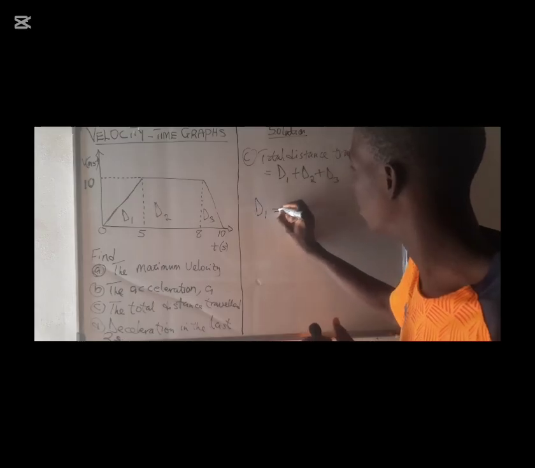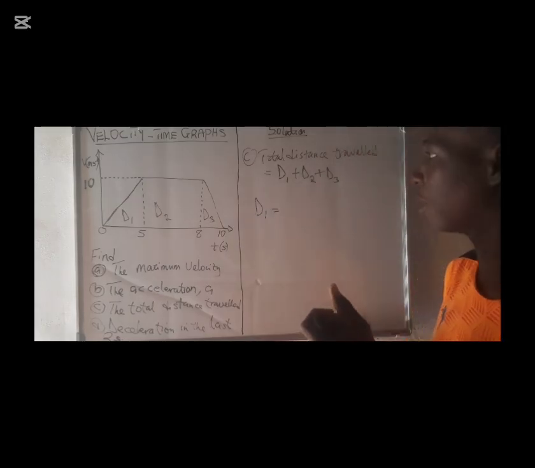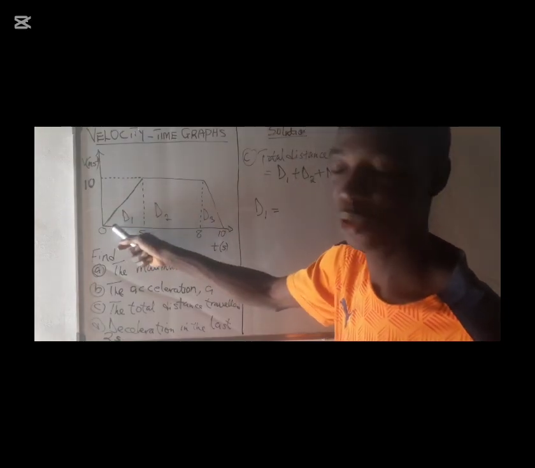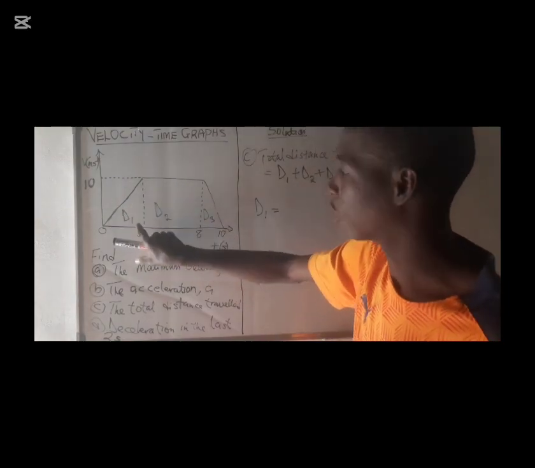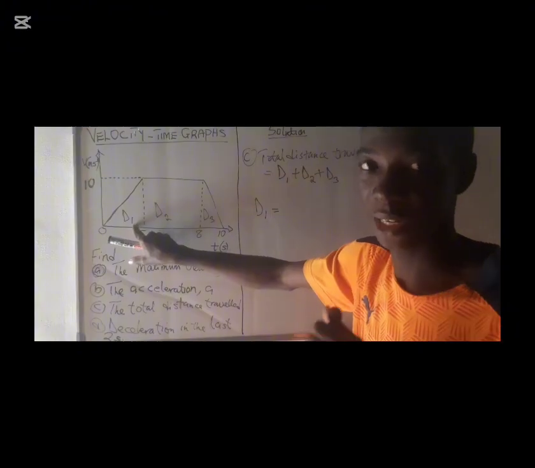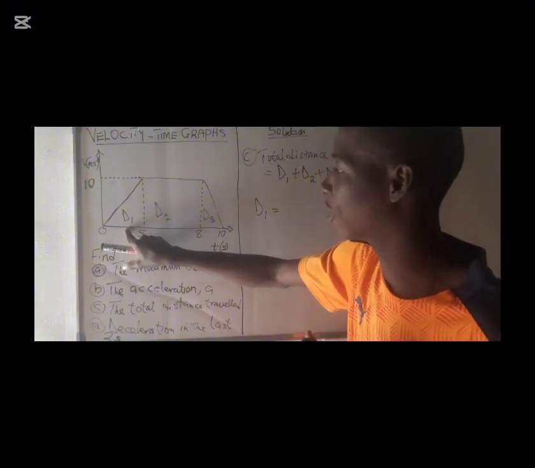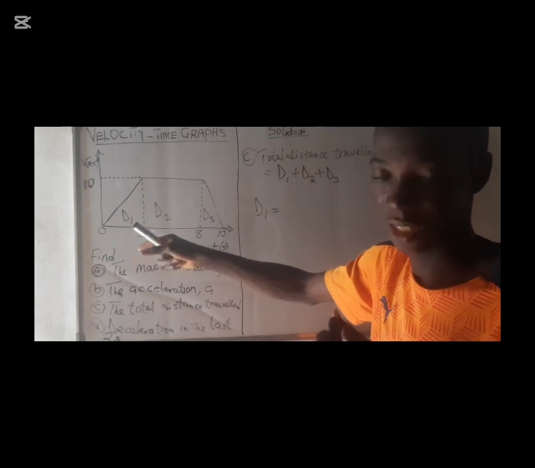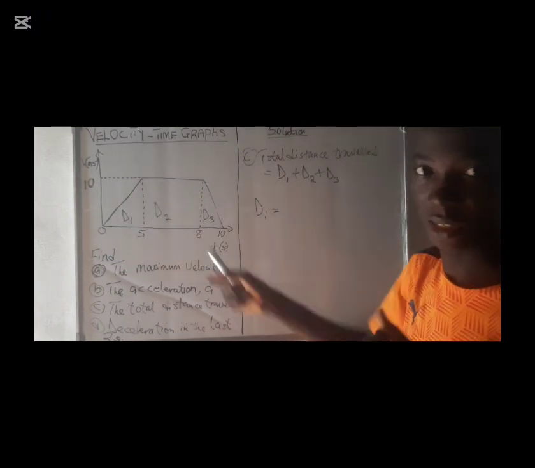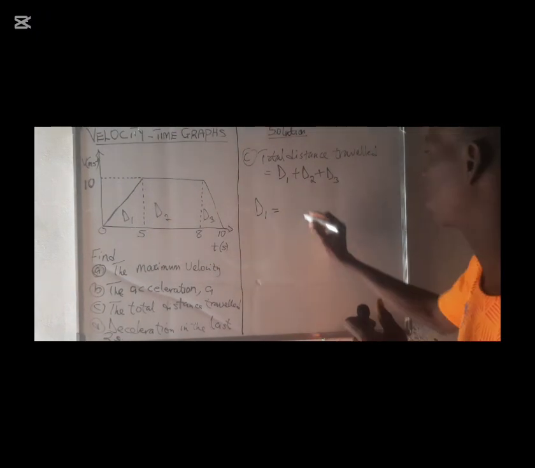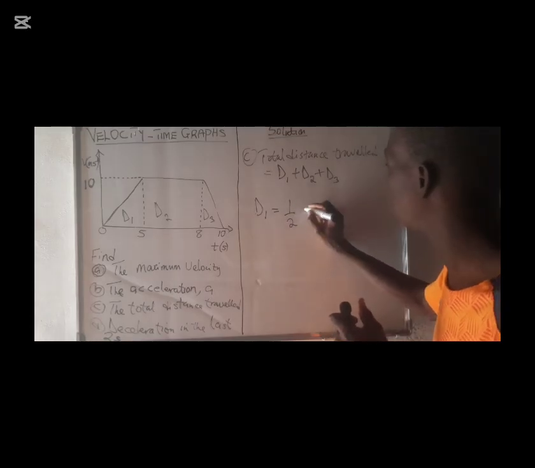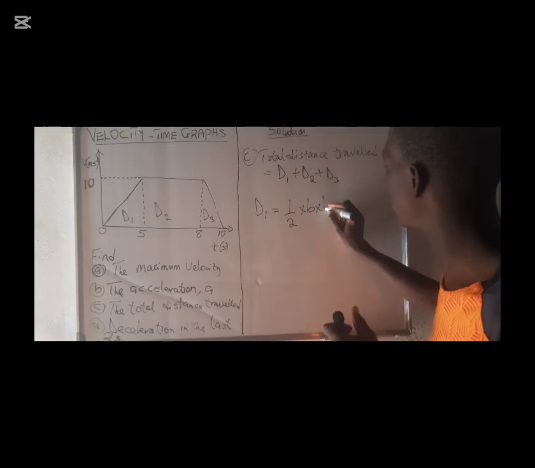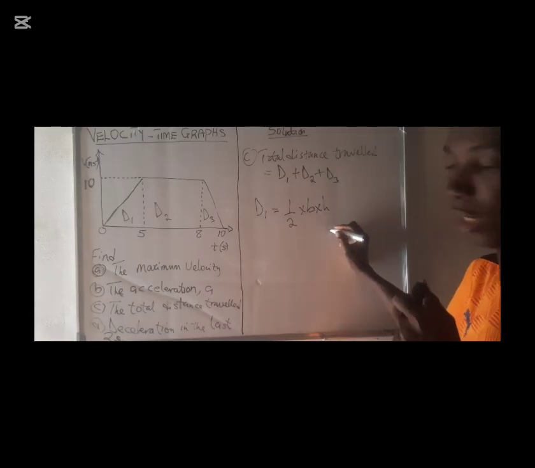The first distance. So the first distance here, you can see that it is a triangle. So we are going to use the area of the triangle to find the first distance. Remember, the area on the velocity triangle represents its distance. So the formula is half times the base times the height. That's the formula of a triangle.